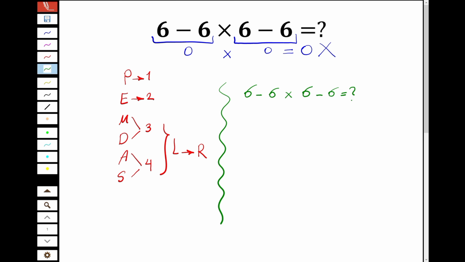According to the PEMDAS rule, we have multiplication and subtraction here, and multiplication has priority. After performing the multiplication, the expression becomes 6 minus 36 minus 6, then we move from left to right, so 6 minus 36 minus 6 equals negative 36.